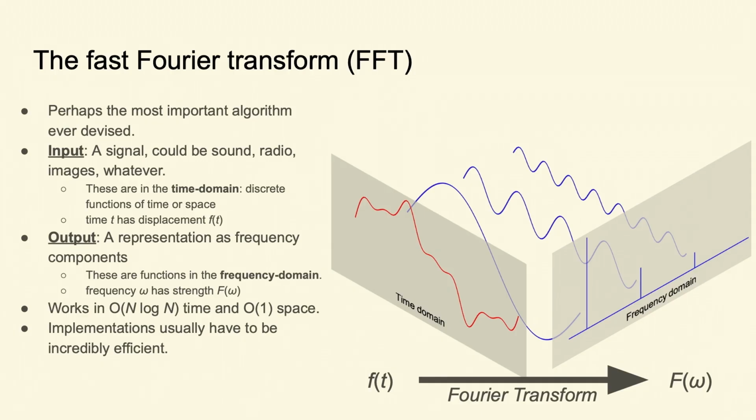The fast Fourier transform is probably the most important algorithm ever invented, in my opinion. It is used everywhere, more places than you think. The algorithm itself for a signal of length n runs in n log n time. And implementations of the Fourier transform, even with that algorithmic benefit that you get from the fast Fourier transform, usually have to be incredibly efficient. So I think it's a reasonable case study.